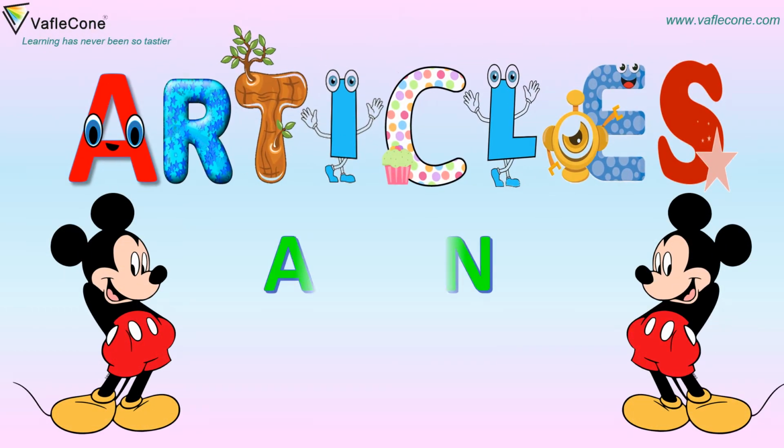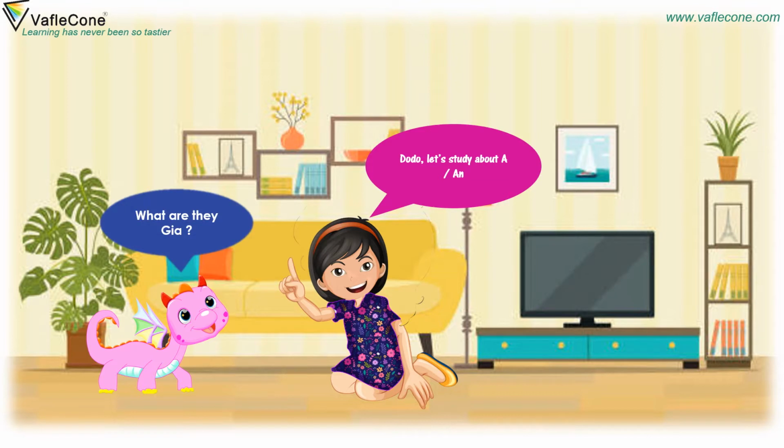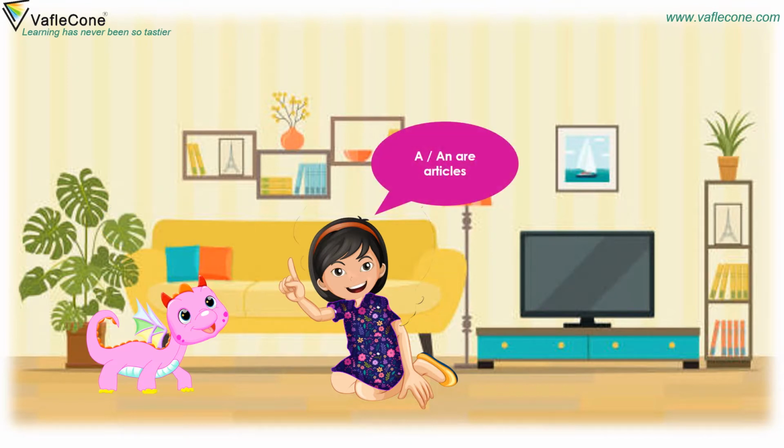Articles A and An. Dodo, let's study about A and An. What are they, Jia? A and An are articles. Let's start then. Say after me, Dodo.